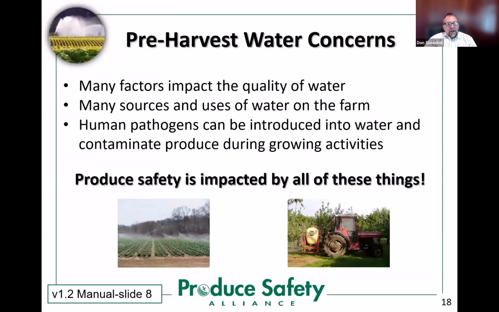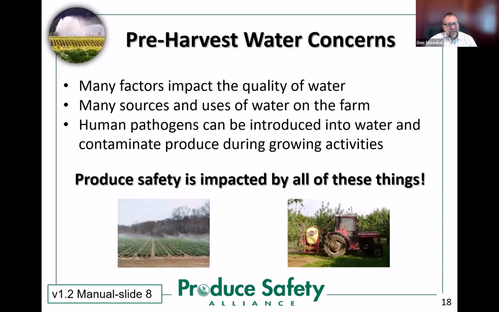As you can see at the bottom left, these first slides have not changed. These are still from the version 1.2 manual. This one used to be slide 8. Now it's slide 18 because of the introductory material. But this slide is the introduction to revised module 5.1, the part on good agricultural practices and scientific principles. It kind of sets the stage for assessing risk.